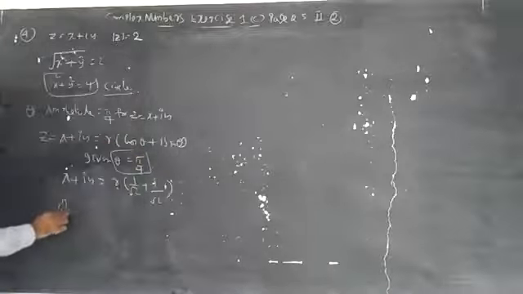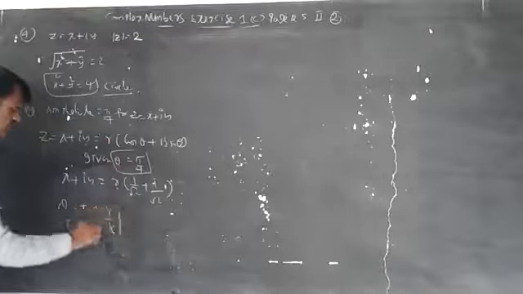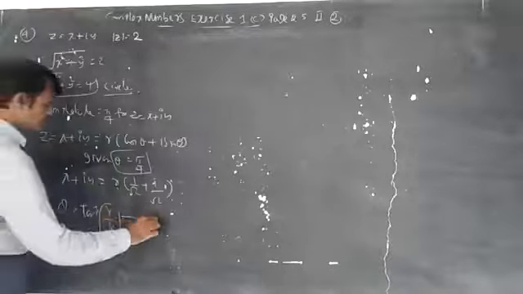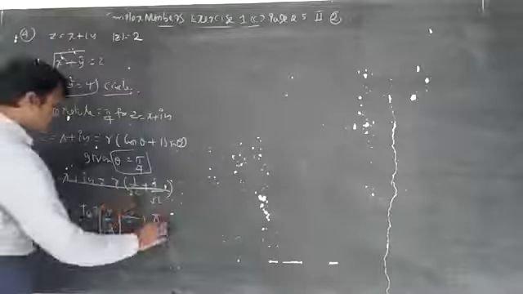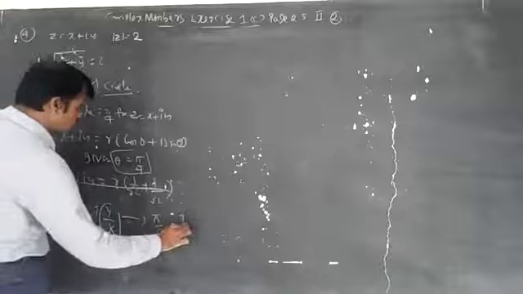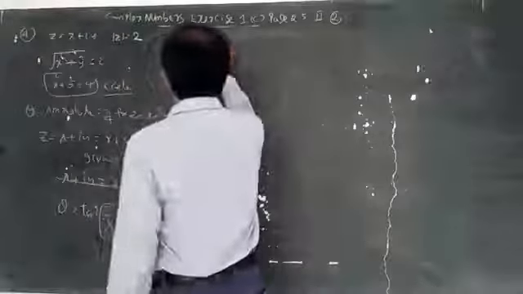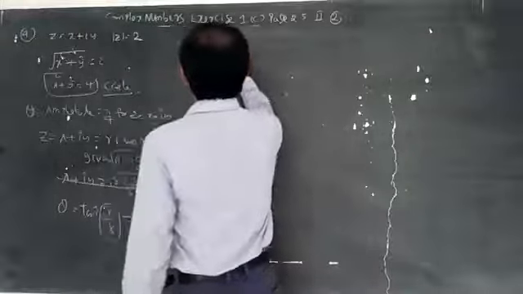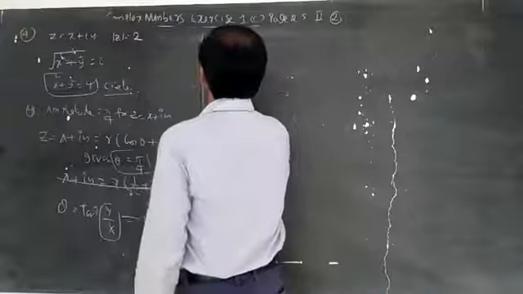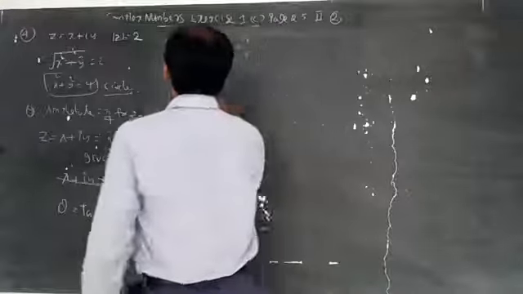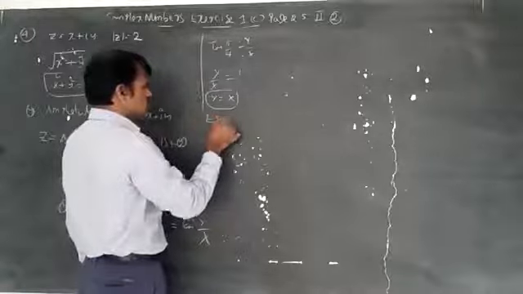Theta we can write in another way: theta is equal to tan inverse of y by x. So pi by 4 is equal to tan inverse y by x. What is the value of tan 45? Here tan 45 equal to y by x. So 1 is equal to y by x. y is equal to x is the equation of locus.